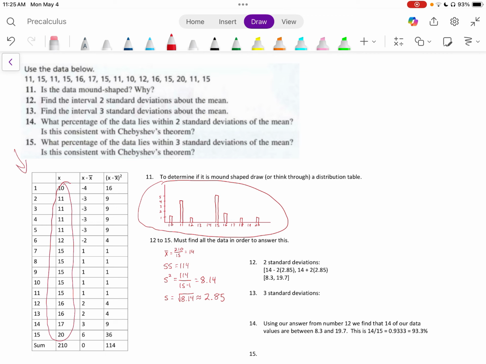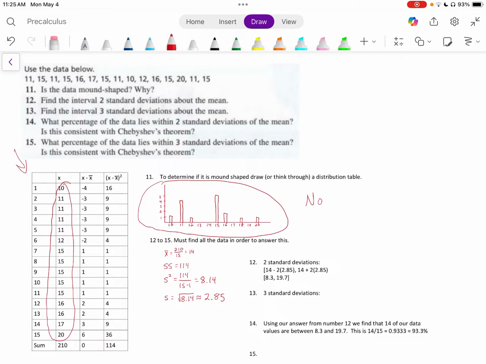I wrote them in order, so I had 10, 4 11s, 12, 5 15s, 2 16s, 18, and 20. So this definitely isn't mound-shaped. So the answer for 11 is no. So we cannot use the empirical rule. Find the interval 2 standard deviations about the mean.